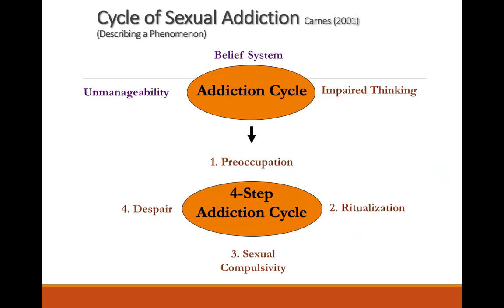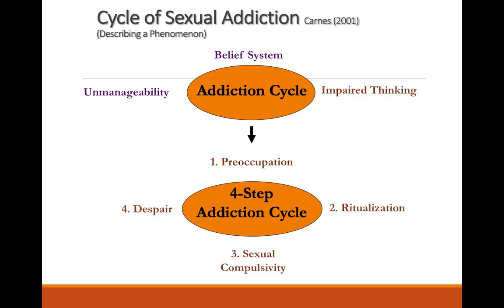The last topic to cover in this module is the Carnes cycle of sexual addiction. We highlight this model because it fits well to describe the obsessive compulsive nature of addiction, especially when it comes to behavioral addictions. We will cover more about sexual addiction in the process modules. However, with Carnes's cycle of sexual addiction, the addiction cycle starts with a belief system paired with impaired thinking to the point of unmanageability. This 4-step addiction cycle starts with preoccupation, when the addict will begin to ruminate about the behavior. These thoughts will occupy their mind completely.